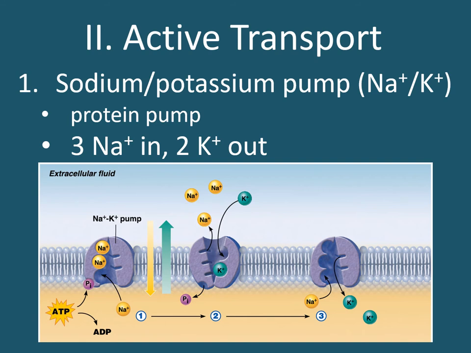The sodium-potassium pump sort of works like a Pac-Man, where it's open on the inside, allowing three sodium ions to bind. It'll also bind to ATP, causing a change in the protein so that the protein is now open towards the outside of the cell. It'll release the three sodium ions and allow two potassium ions to bind. Once those potassium ions have bound, the protein will change shape again so that it opens back to the inside of the cell and release those two potassium ions to the inside.